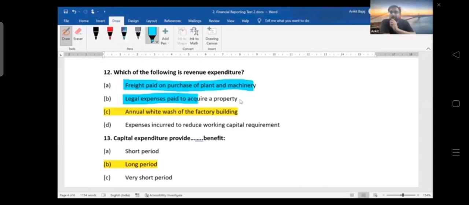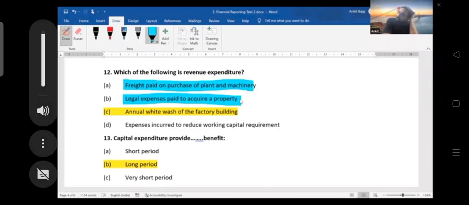Legal expenses paid to acquire property, right? If you're paying legal expenses to buy property, obviously it will be treated as a capital expenditure, है ना? प्रॉपर्टी करने के लिए अपने लॉयर को 10 लाख रुपए दे दिए, कोई केस चल रहा था, तो वो आपकी प्रॉपर्टी की वैल्यू में जोड़ा जाएगा, राइट? That amount will be added into the property value, right?